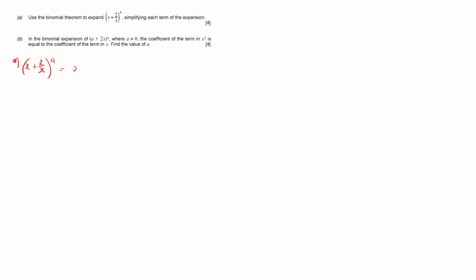So it is x to the power of 4, first term to the power of 4, plus 4 choose 1 times x cubed, so that drops by 1, times the whole thing, 2 over x to the power of 1, plus 4 choose 2 x squared, 2 over x squared, plus 4 choose 3 x to the power of 1, 2 over x to the power of 3, and then instead of writing 4 choose 4, it's just going to be the last term, which is just 2 over x to the power of 4.